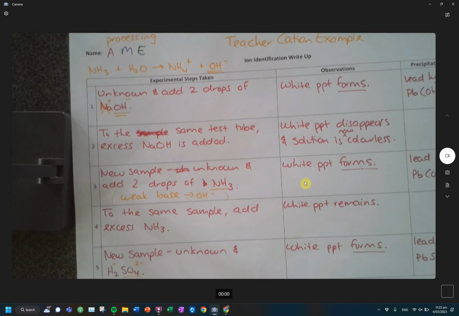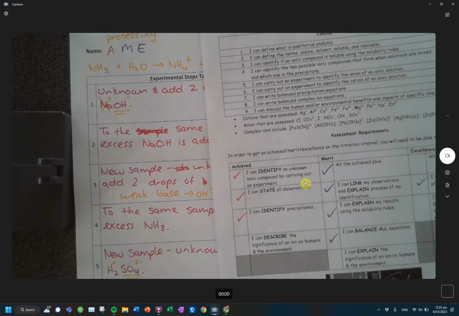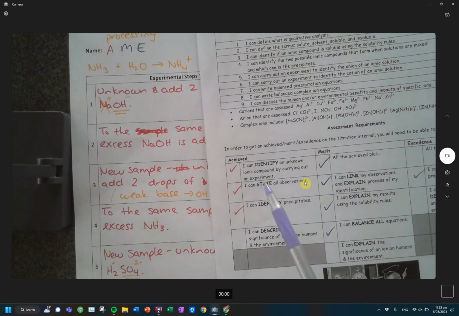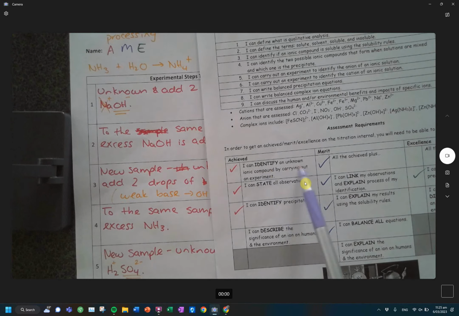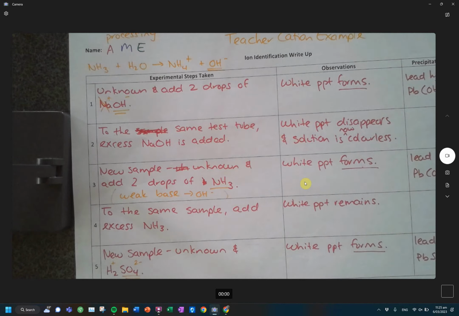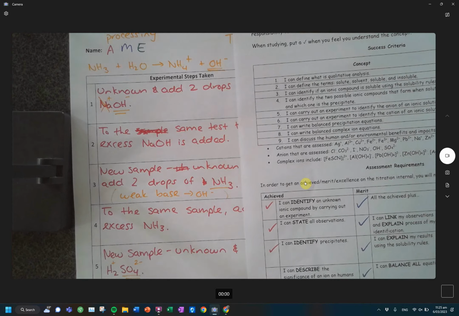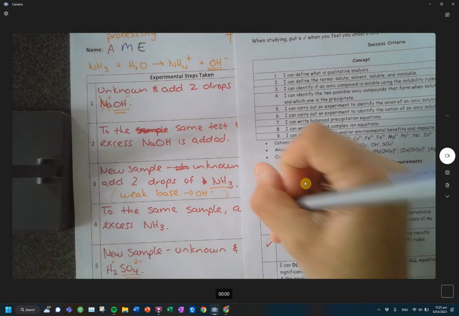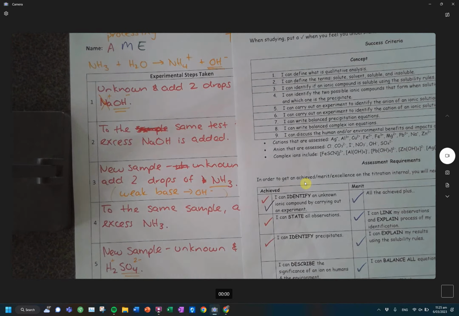So, some things to keep in mind with the assessment requirements. The first thing I need to be able to do is identify an unknown ionic compound by carrying out an experiment. So the first thing you need to be able to do to pass is to get the right ion. If you get an incorrect ion, then it automatically marks to not achieve because you haven't done the practical process correctly. So we figured out that was lead, so I'm going to tick this off. I'm just going to do multiple ticks in the same box just to kind of go through each example.